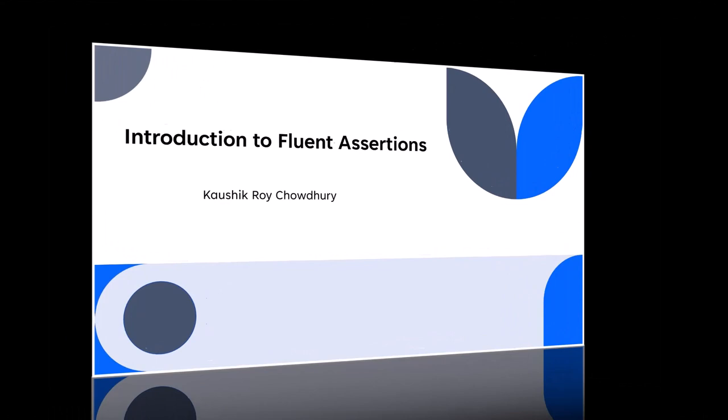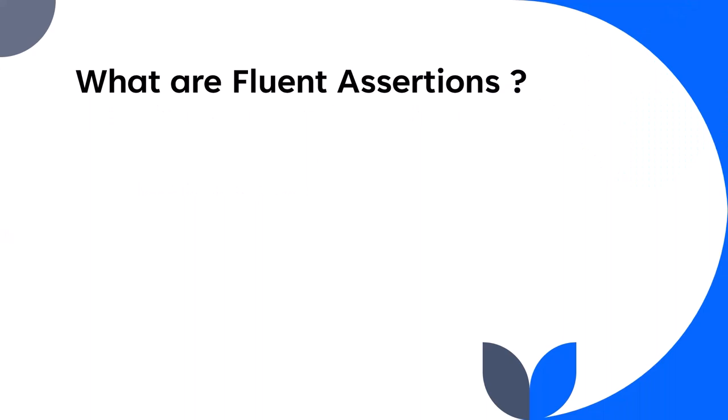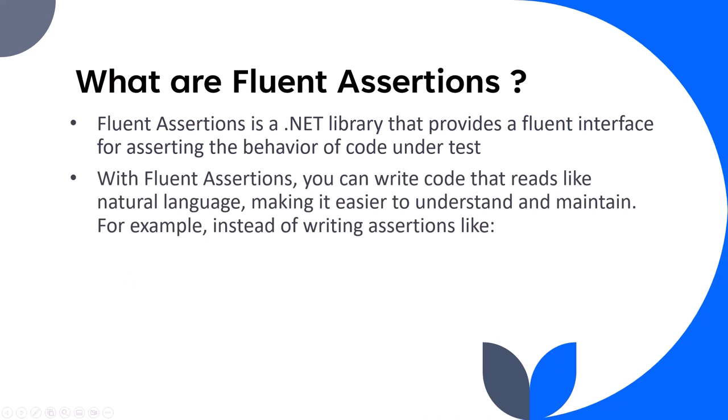In this lecture, we'll introduce the concept of Fluent Assertions and discuss their benefits in writing unit tests. So what are Fluent Assertions? Fluent Assertions is a .NET library that provides a fluent interface for asserting the behavior of code under test. It is an alternative to the traditional NUnit or XUnit assertions and provides a more intuitive and readable way to write assertions. With Fluent Assertions, you can write code that reads like natural language, making it easier to understand and maintain.